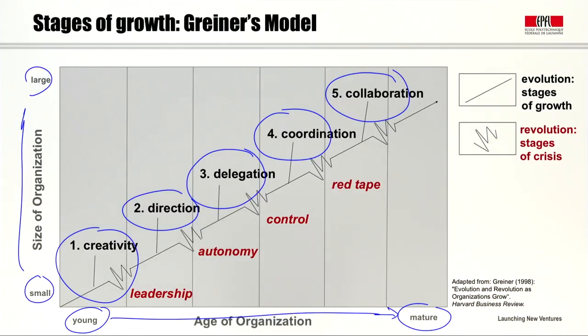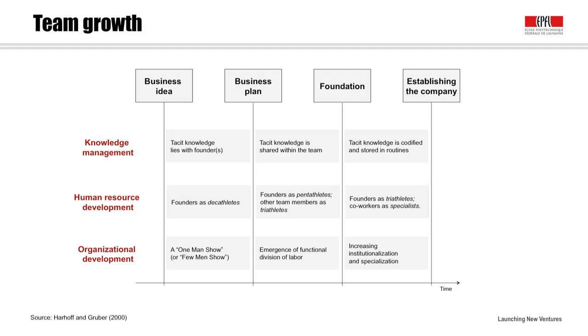So what you see here is that the company starts off very small and very disorganized, I would say. And then over time, as the company grows, there are certain kinds of organizational structures and controls that need to be imposed to be able to handle the growth. Here's another way of thinking about this.